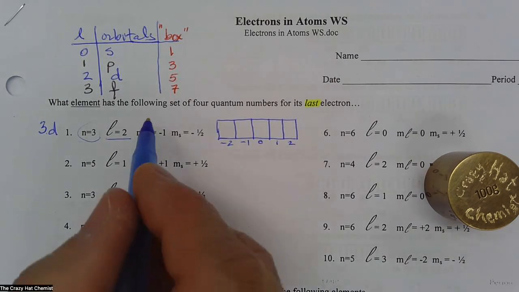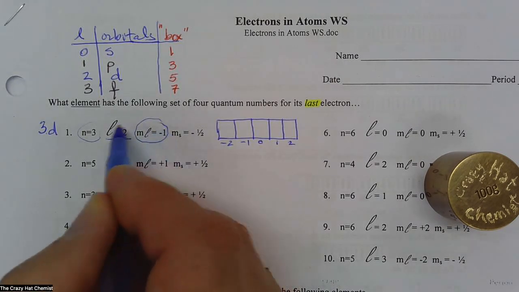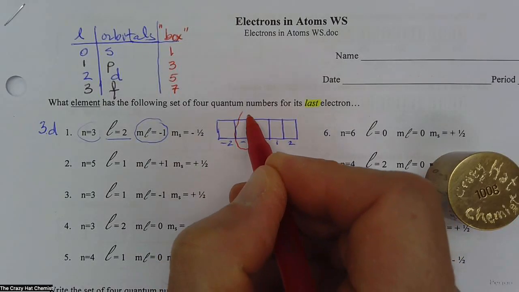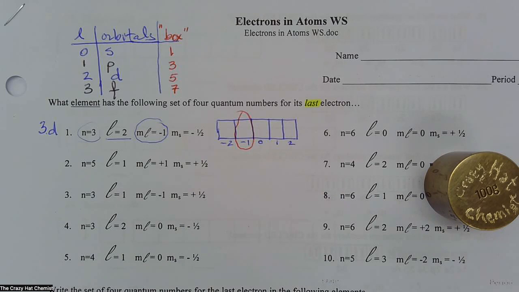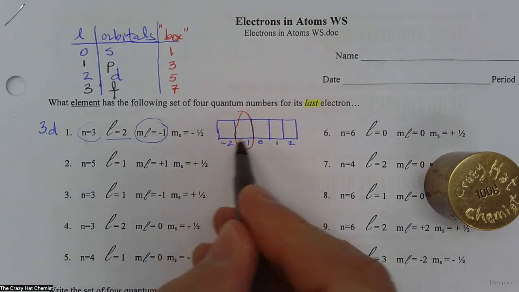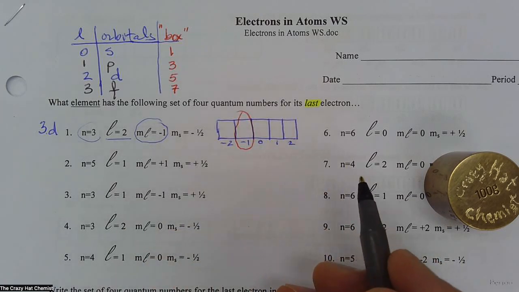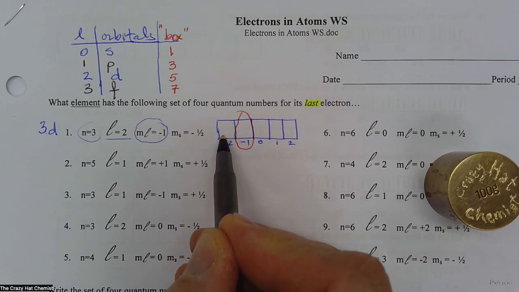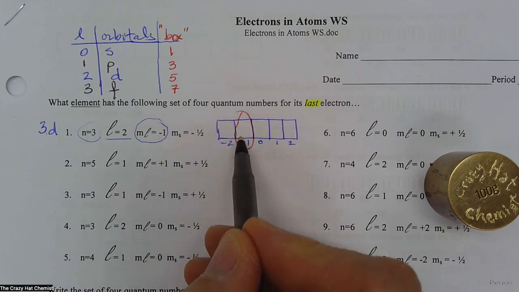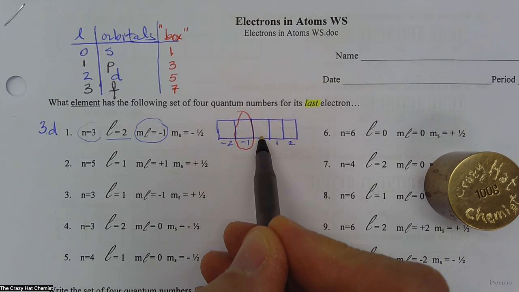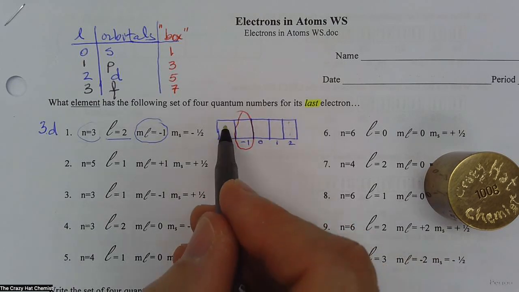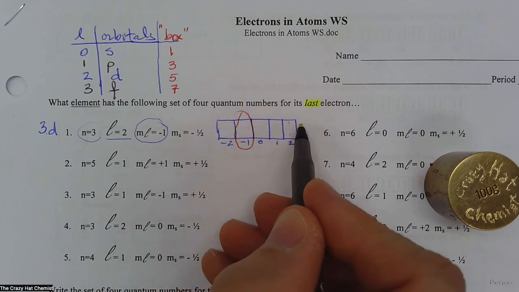All right. So this m sub l value of -1 lets us know which box we're in. So now we know we are in this box right here. Furthermore, the electrons are placed in these boxes in a certain order. First, on the left-hand side, you have an up arrow, and then you go into the next box and the next box and the next box, all with up arrows. And then you start backfilling them with down arrows.